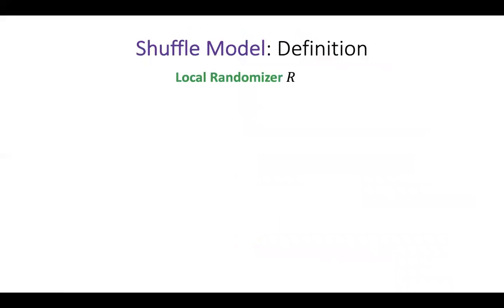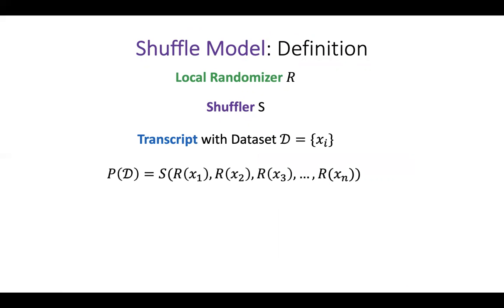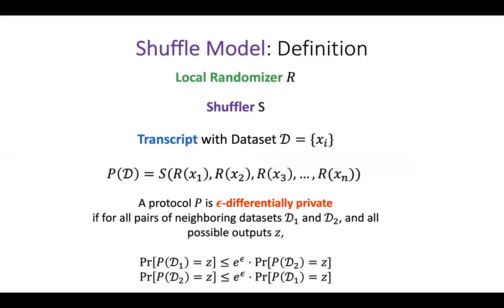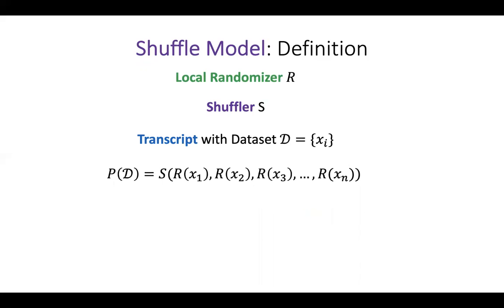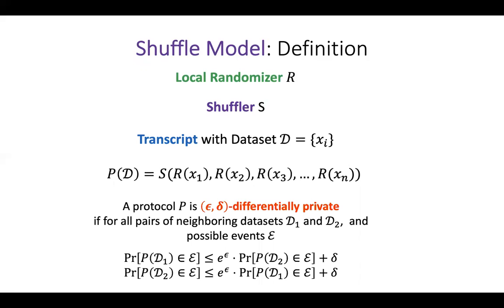Formally, we have a local randomizer R and a shuffler S. The transcript with a data set D of x1 to xn is defined as applying a random permutation on all the messages output by users using the randomizer R. And we say a protocol is epsilon differentially private if for all pairs of neighboring data D1 and D2 and all possible outputs Z, the following holds. As you can see, we're just adopting the previous definitions. And similarly, you can define epsilon-delta differential privacy.